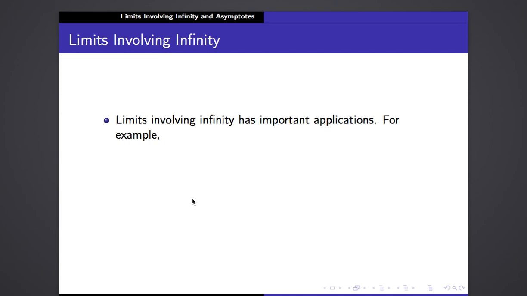Okay, so why do we want to study limits involving infinity? So far, we have studied limits involving only finite numbers, right? So now we are getting into uncharted territory. So limits involving infinity. Okay, so why is this important? Why do we want to study it? Well, limits involving infinity has important applications.